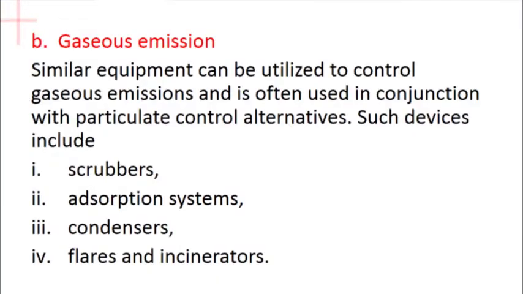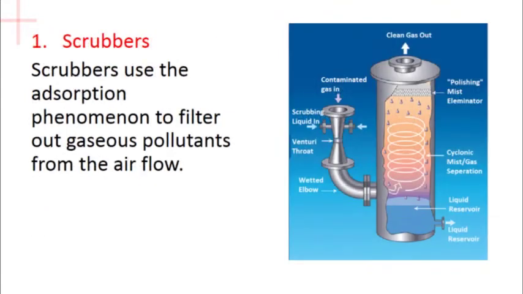Next, coming to gaseous emissions. Similar equipment as we have seen in particulate reduction can also be used to control gaseous emissions, and it is often used in conjunction with particulate control alternatives. Such devices include scrubbers, adsorption systems, condensers, flares and incinerators.